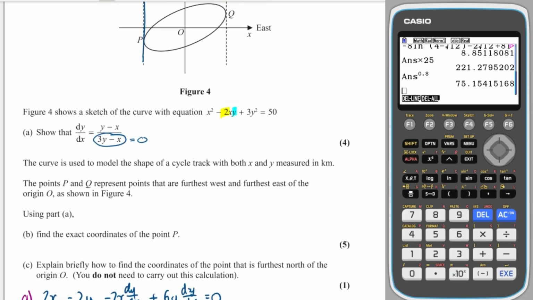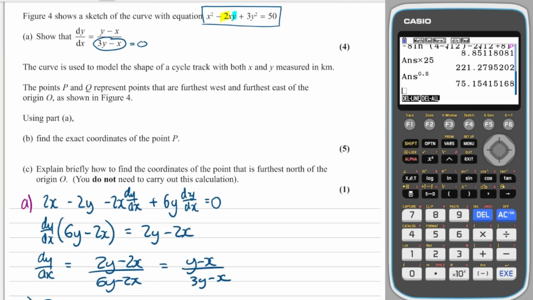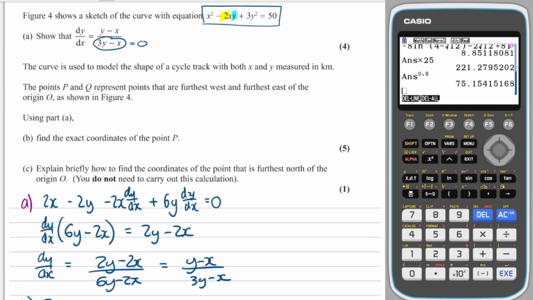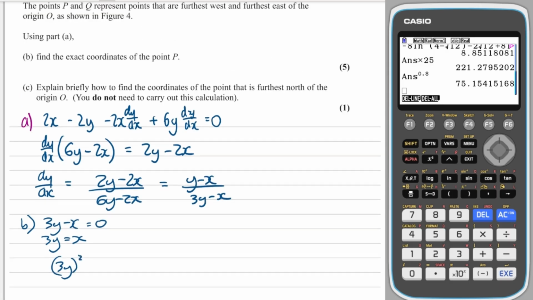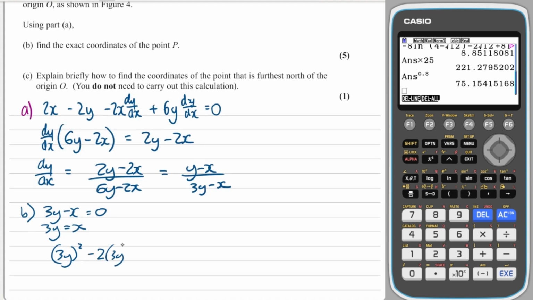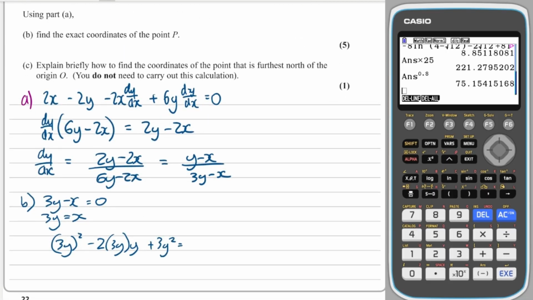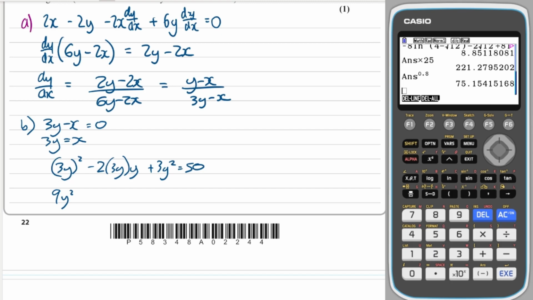Also at that particular point, it's on the curve, which means it satisfies this equation. So let's sub in what we've just learnt into that equation. I'm going to replace the x's with 3y's. It starts off x squared, so that's going to become 3y all squared. We then have minus 2x times y, so minus 2 times 3y times y. And we've got plus 3y squared is equal to 50. This gives me 9y squared, minus 6y squared, plus 3y squared is equal to 50.